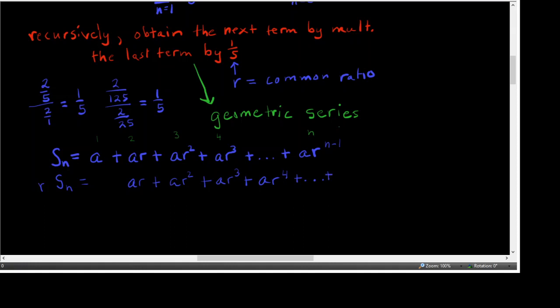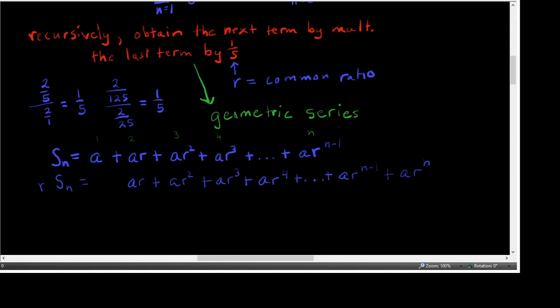Isn't the penultimate one above, the second to last one above, when multiplied by R, going to give us the same as the last term above? Because they're sliding over one. And then the last term times R is going to be A times R to the nth. Because you multiply powers with the same base, R to the n minus 1 times R, you add the exponents, n minus 1 plus 1 is n.